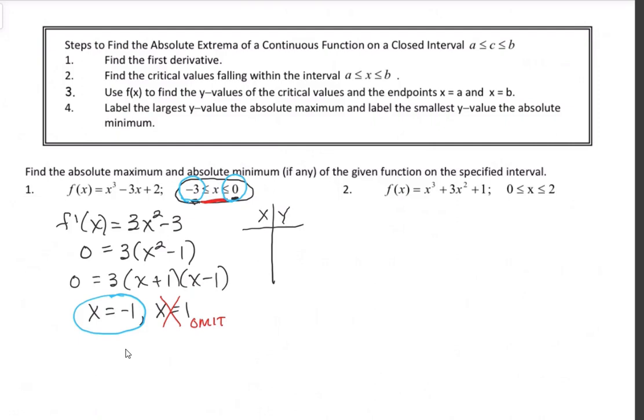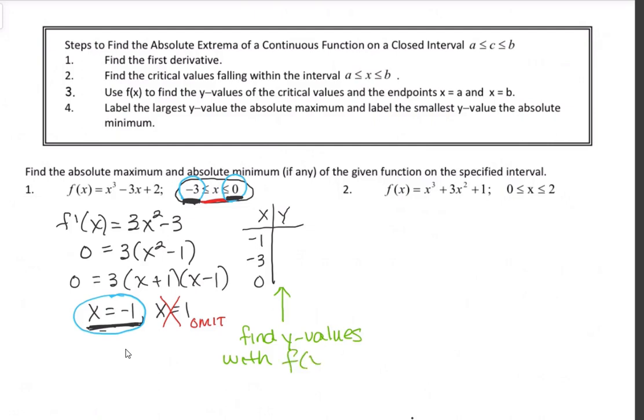So let me do my chart. I've got an X value of -1, an X value of -3, and an X value of 0. Again, all I'm doing is putting in the endpoints of my interval. Those will always be included, and then any critical values that I kept because they were in the interval. All right, now we need to find Y values. Remember, to find Y values, we're going to do the same thing we always did when we were graphing and had to find Y values. I want to find Y values from the original function.